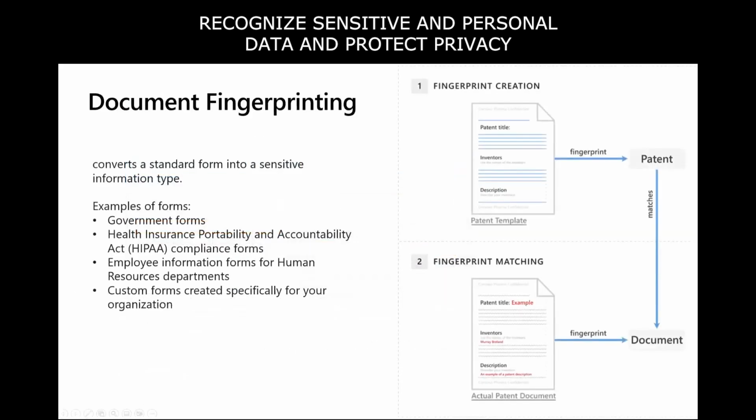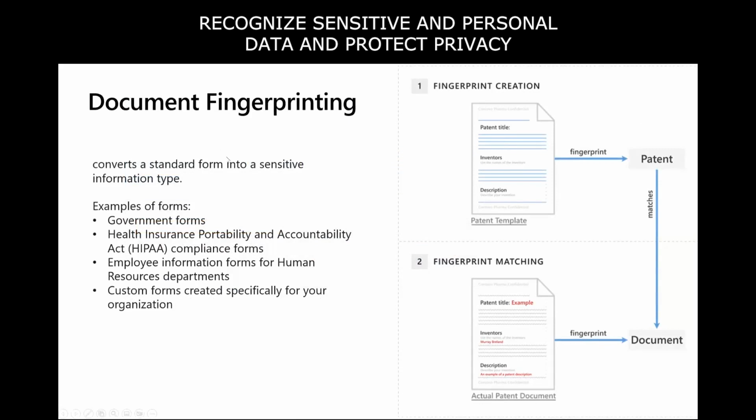The third one is what we call document fingerprinting. The idea behind document fingerprinting is that sometimes in your organization, you may have a very standard form, let's say for your employee information for HR, or maybe a purchase order, or a patient record information, right?